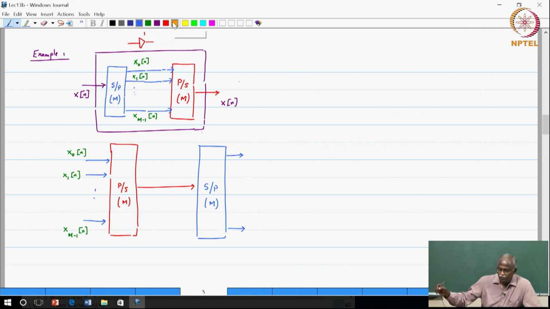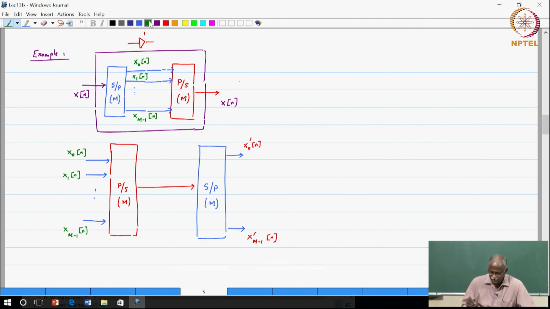So if I now were to label these output signals as x0 prime of n all the way to x m minus 1 prime of n, is there a relationship between the primed signals, output signals, and the input signals? Obviously there should be. Which one is getting mapped into which one? Are they going directly, or are they getting swapped around? Is there any delay coming into the picture, or are they coming in exactly as before? What is the link between the input signals and the output signals?